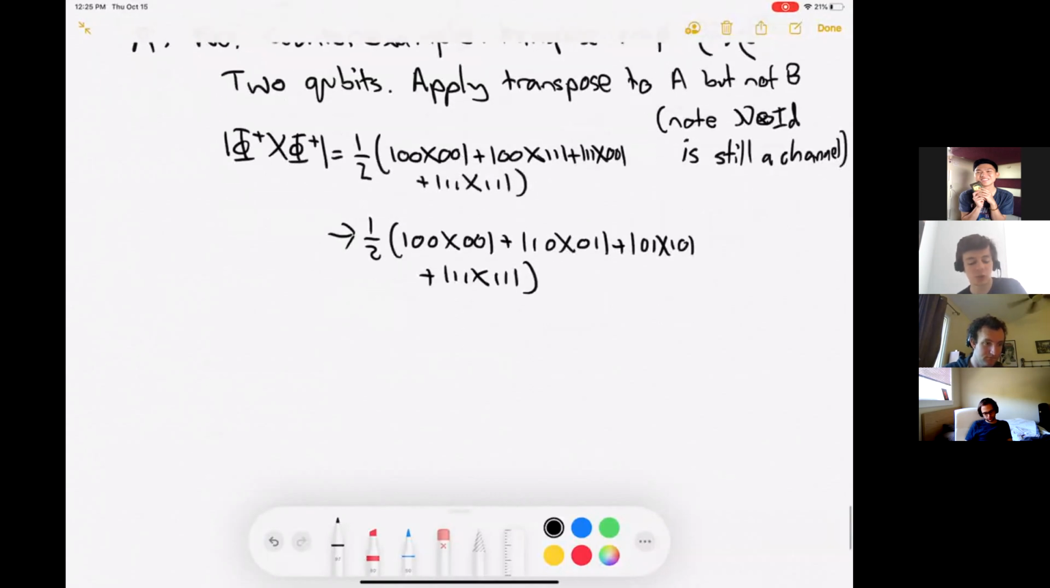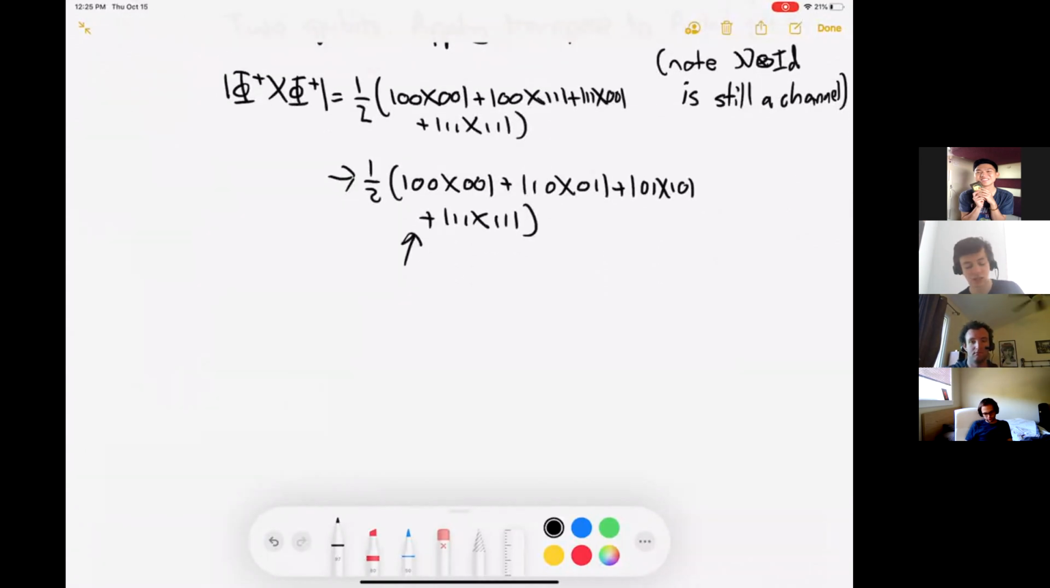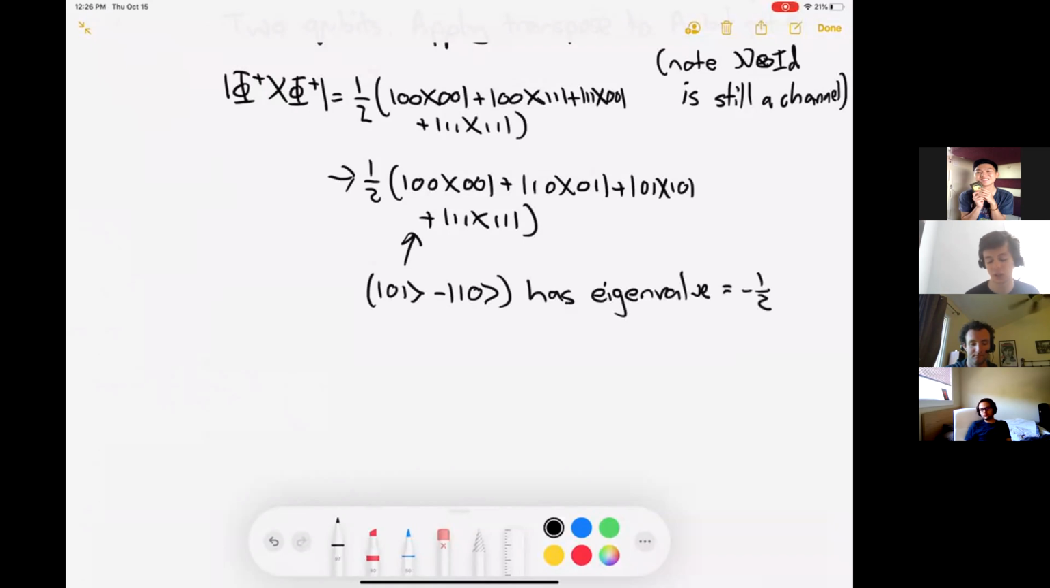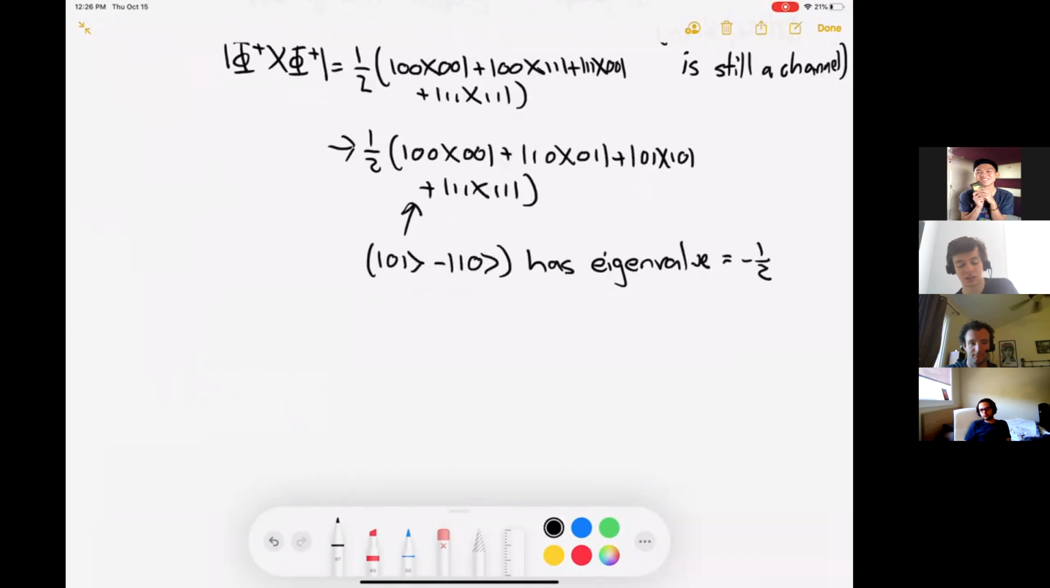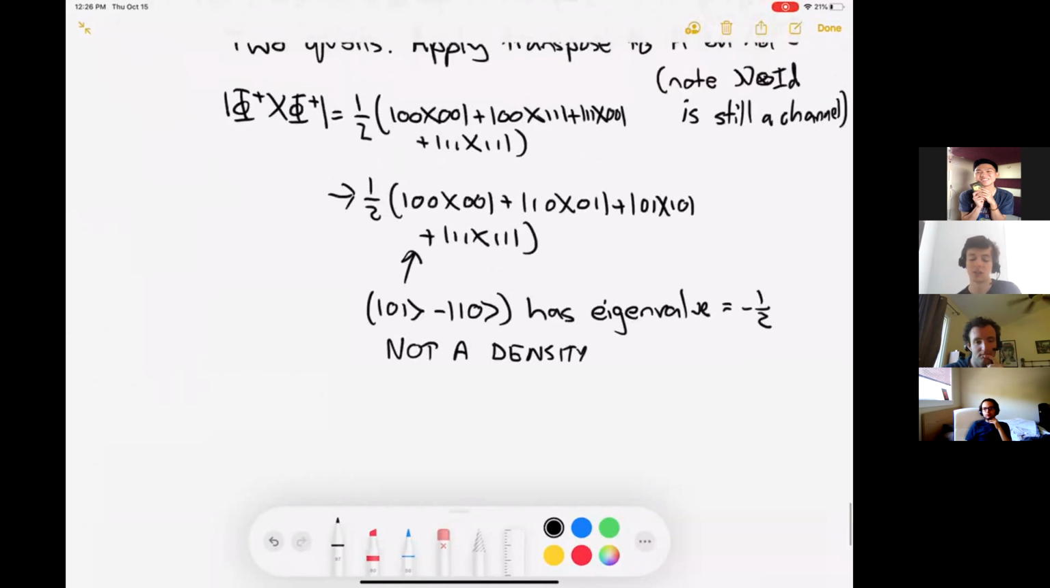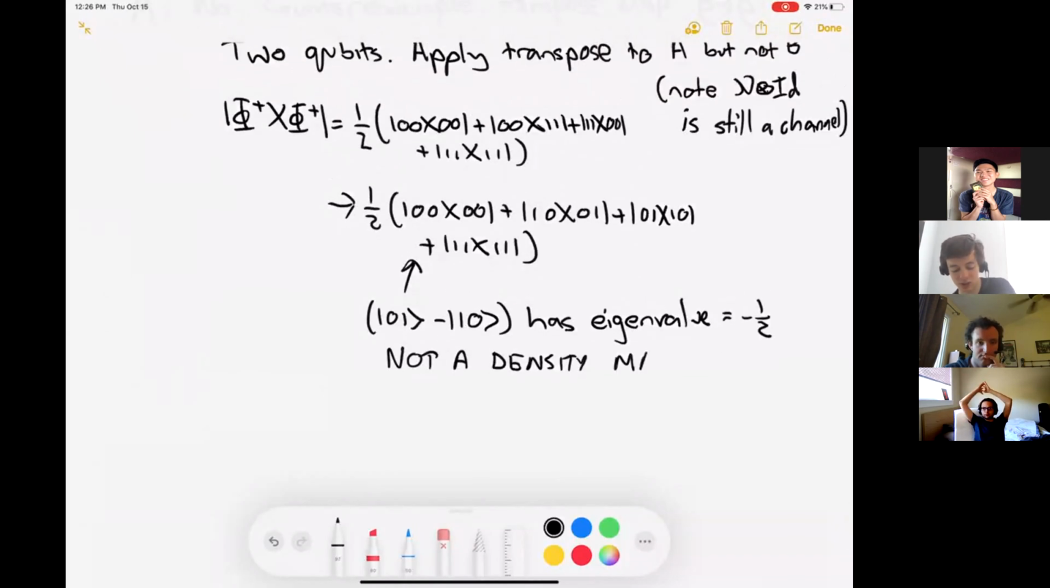Okay. And now if we look at this whole matrix, you can easily check that the state |01> minus |10> is an eigenvector of the state, and it has eigenvalue minus a half. So this whole thing is not a density matrix. So we know for sure that transpose tensor the identity can't be a channel, but that means the transpose itself is not a channel.